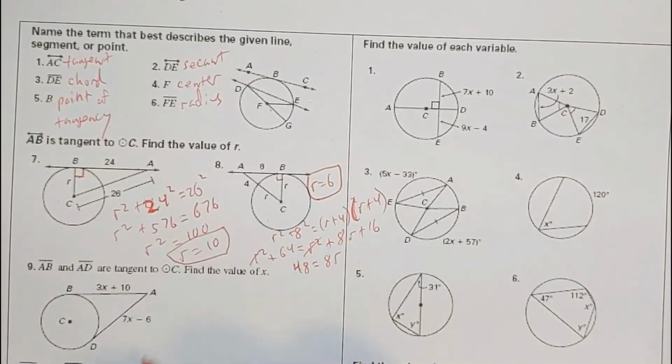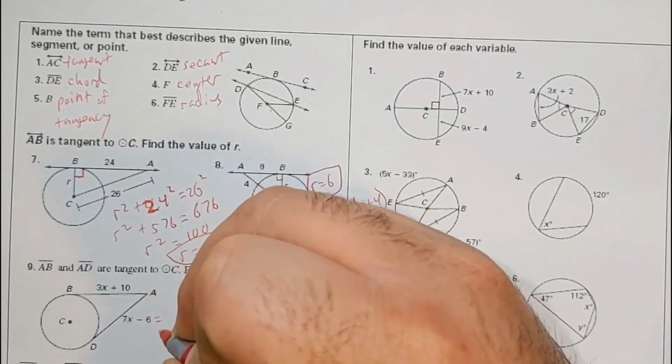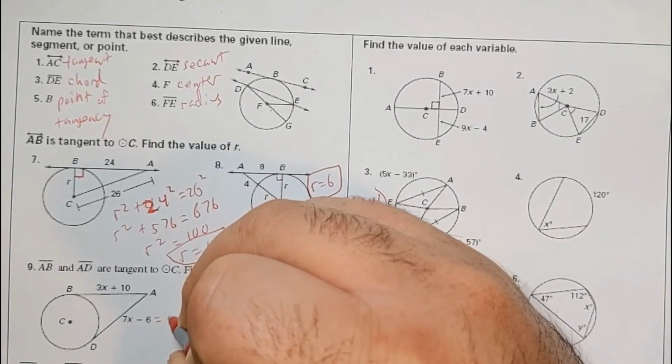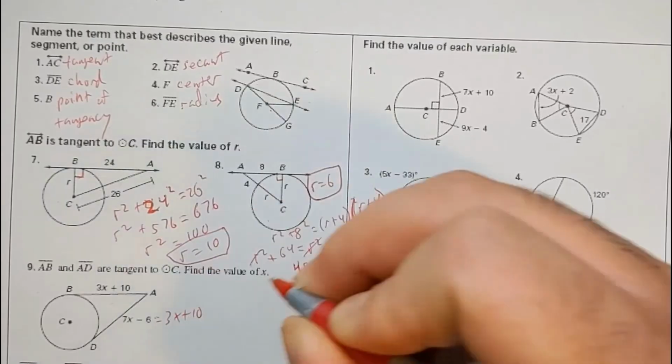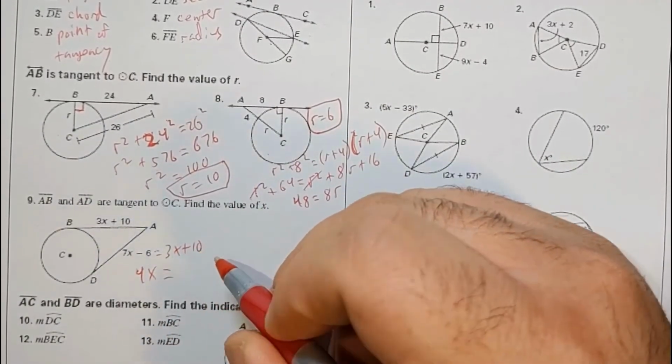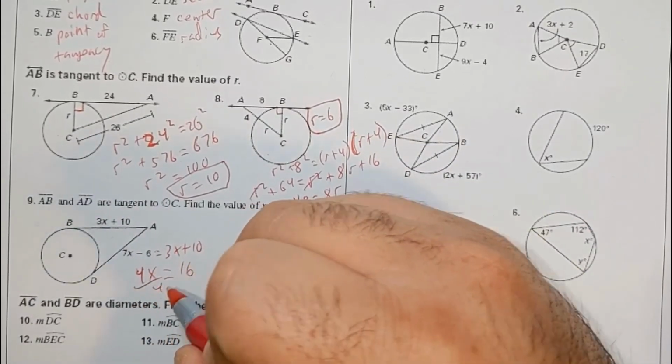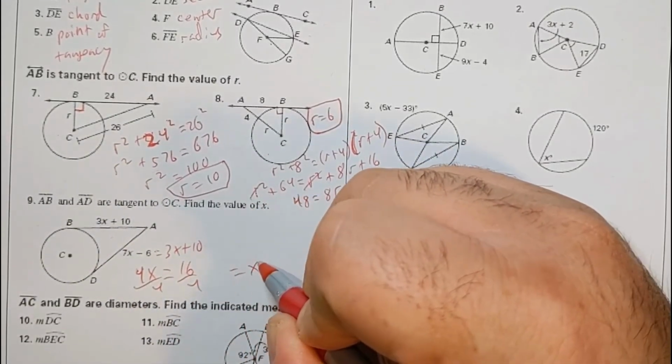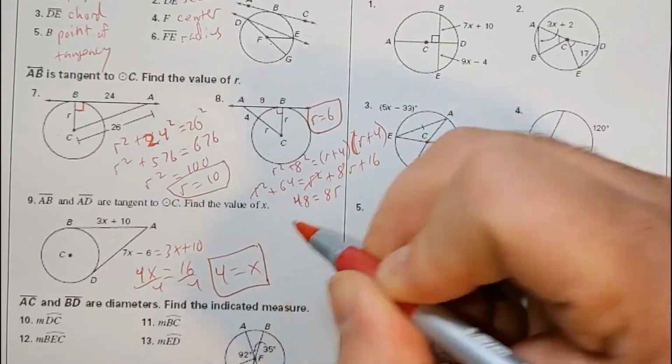Number 9, the jack-in-the-box problems. Remember, you can make those equal to each other. So 7x minus 6 equals 3x plus 10. Subtract 3x from both sides and you get 4x. Add 6 to both sides, you get 16. Divide both sides by 4, and x is 4.